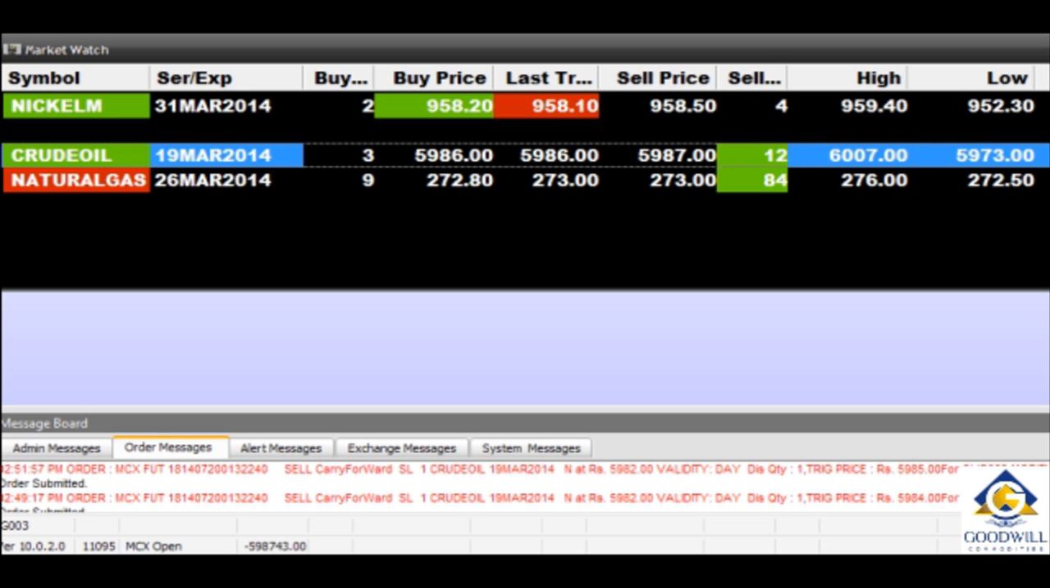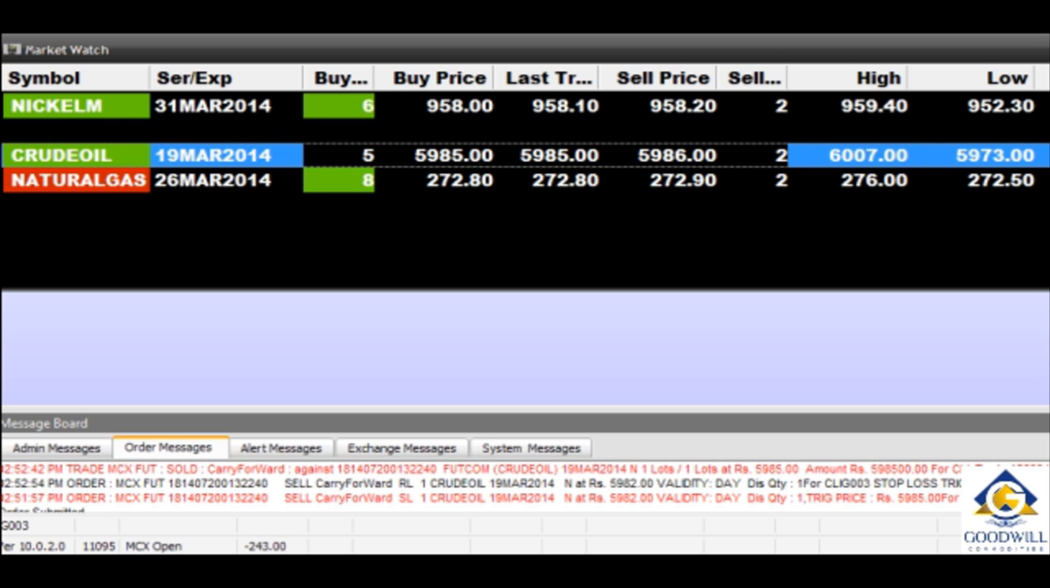That is the purpose of placing a limit order. Now you could see that the price is at 5985. We are sold out. You can notice that we are sold out at the bottom. The order got executed at 5985. Since the volatility is low here, our order got executed at the trigger price itself.